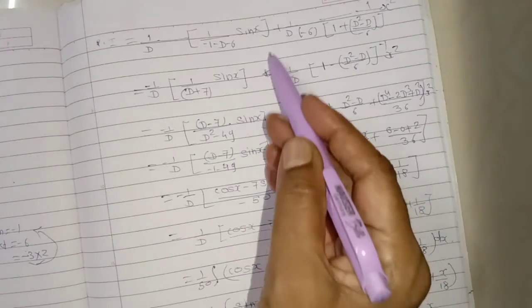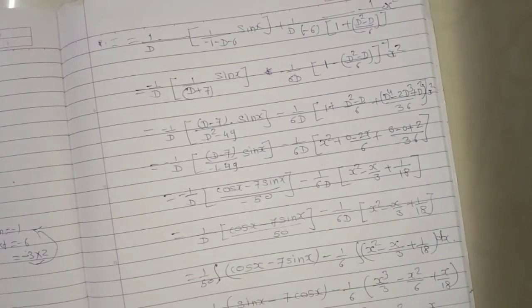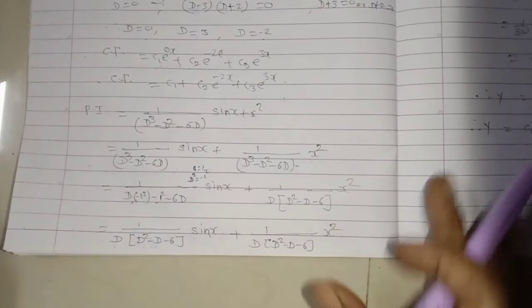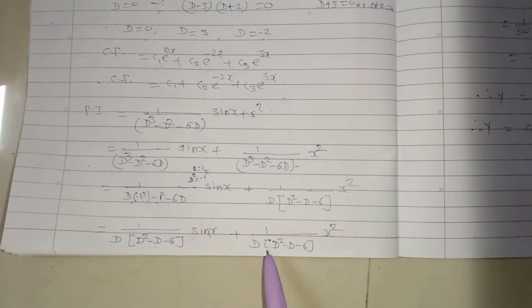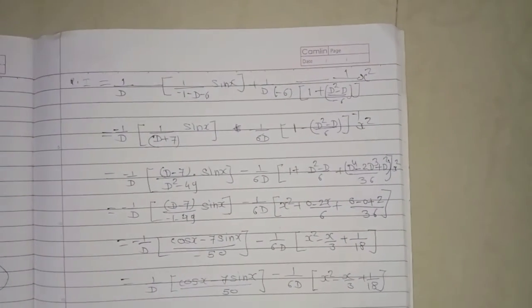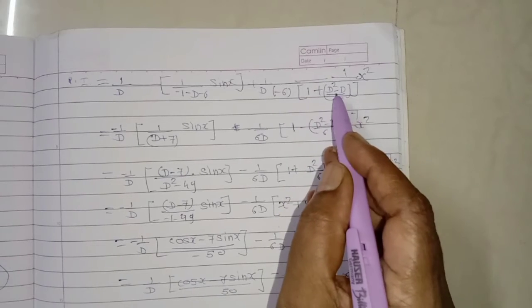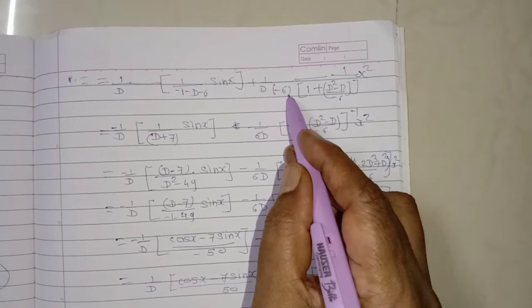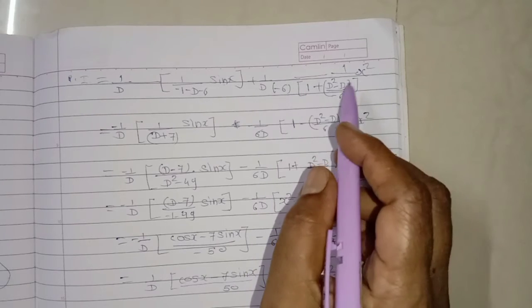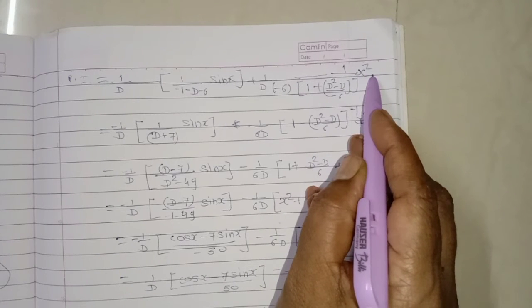Plus 1 upon D. Here the second term is 1 upon D into bracket D square minus D minus 6 operated on x square. So we have to write this bracket in the form of 1 plus 5D. We write the bracket in the form of 1 plus 5D by taking minus 6 outside the bracket, operated on x square.